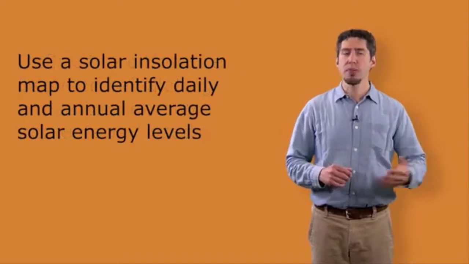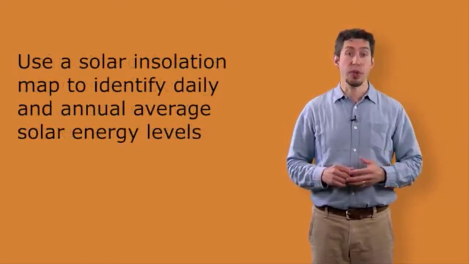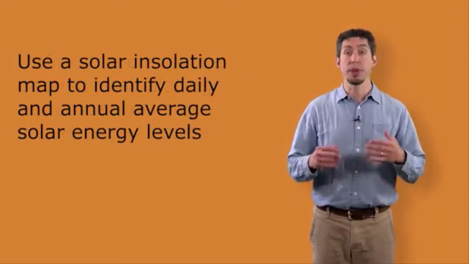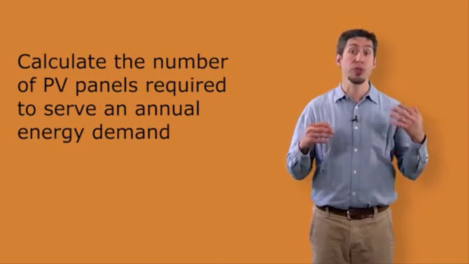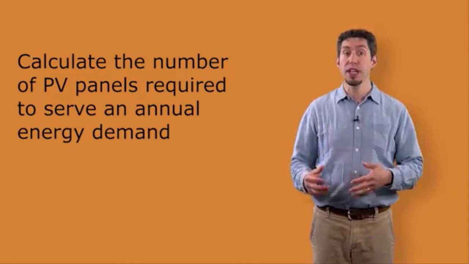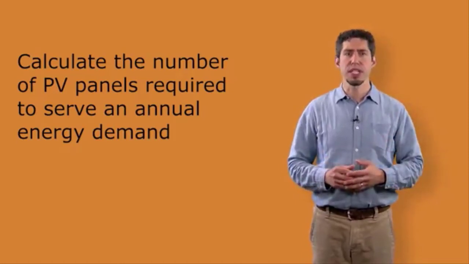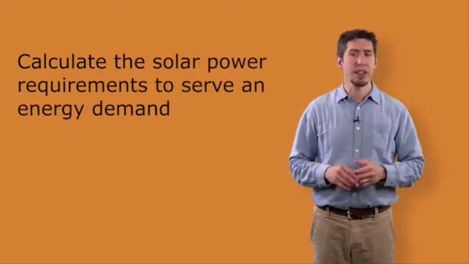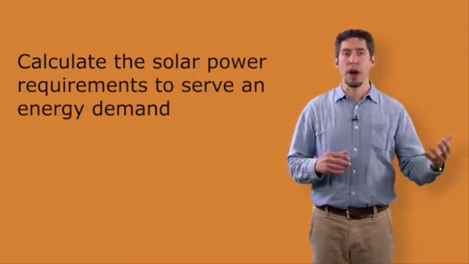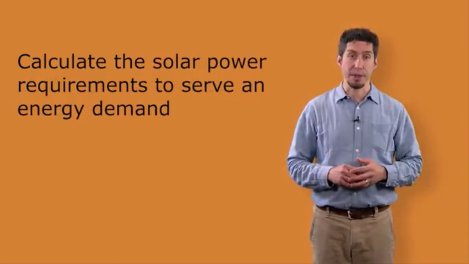Use a solar installation map to identify daily and annual average solar energy levels from a given location. Calculate the number of photovoltaic panels required to serve an annual energy demand using a simplified efficiency limitation of solar PV systems. And finally, perform a basic calculation defining the solar power requirements to serve an energy demand.